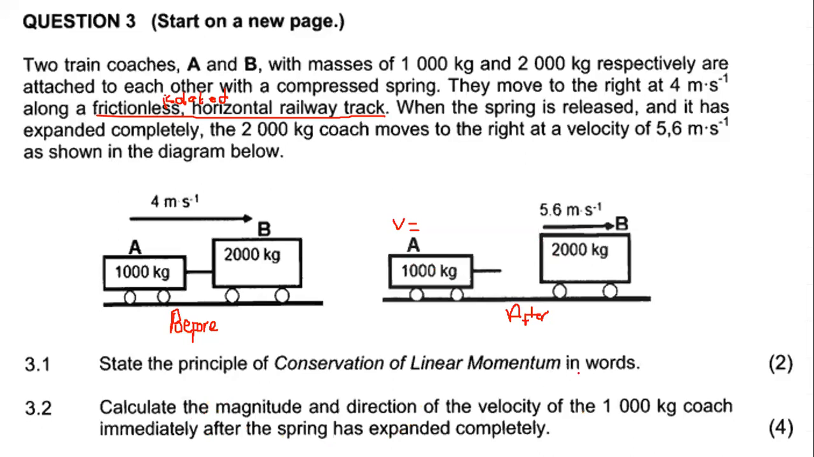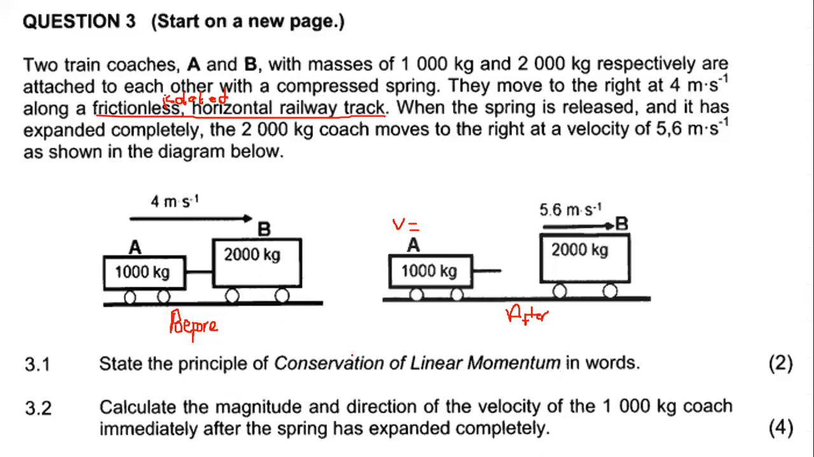For 3.1, we are required to state the principle of conservation of linear momentum in words. By now we know, my dear learners, that the total linear momentum in an isolated system remains constant in magnitude and direction. Another learner could have said the total linear momentum of an isolated system is conserved in magnitude and direction.